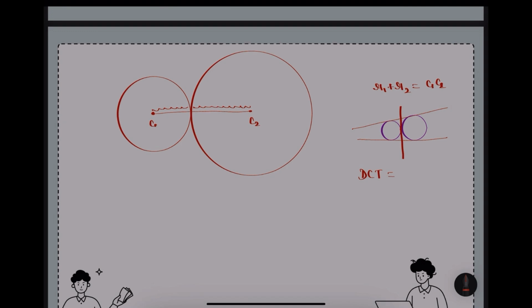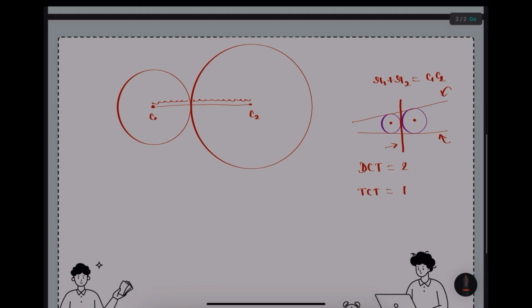You know that the centers should be on the same side. Now look at this tangent. Yes, it is a direct common tangent. Now look at this line. Centers are on the same side. Now look at this line. Centers are on the opposite sides. So the count of direct common tangents is 2 and transverse common tangent is 1. I hope this case is also clear.